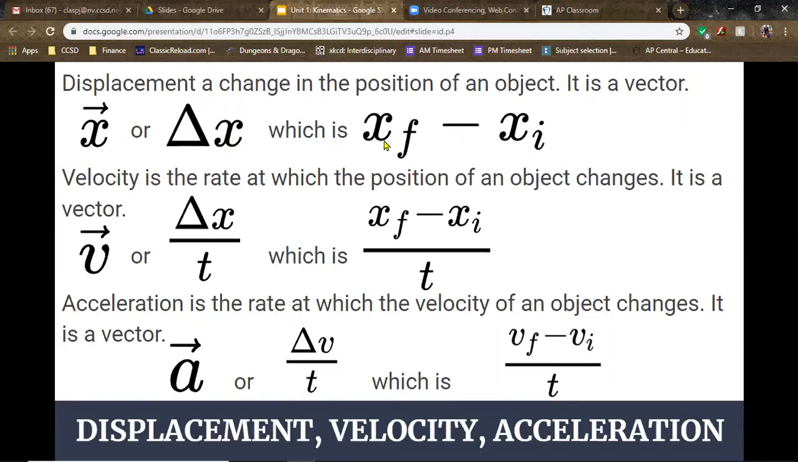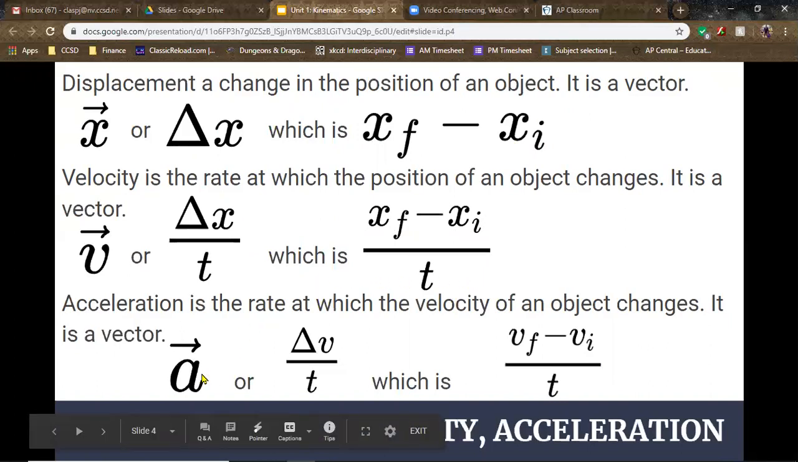All right? We can do the same thing with velocity. Velocity is our displacement over time. Displacement is a change in position. So we have our final position minus our initial position, all divided by time. Same thing for acceleration. Acceleration is a change in velocity over time. So we can say it's our final velocity minus our initial velocity, divided by time.